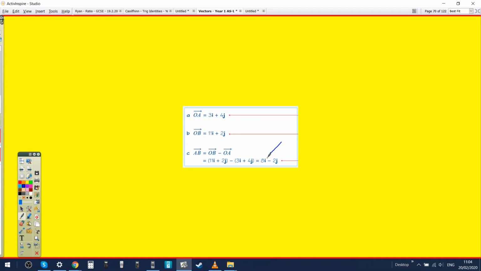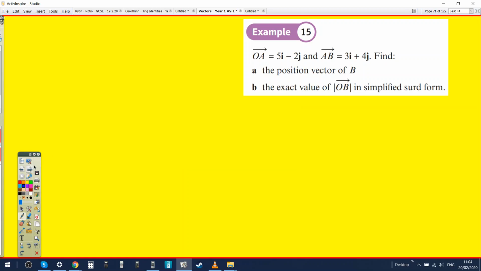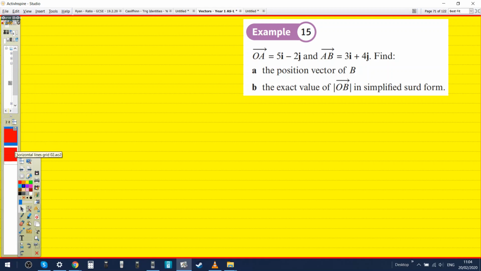Okay. 8 minus 2, so they wrote it in i and j notation. Same thing. We'll do i and j. Okay, how do we do this? So, well, the position vector would be all that. Will that be minus 3, minus 4?